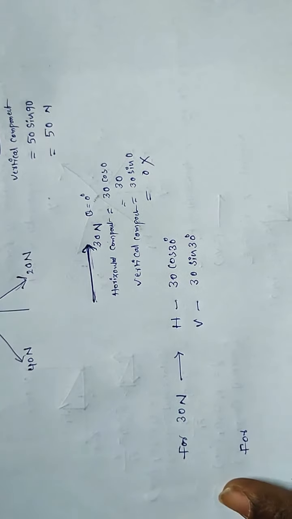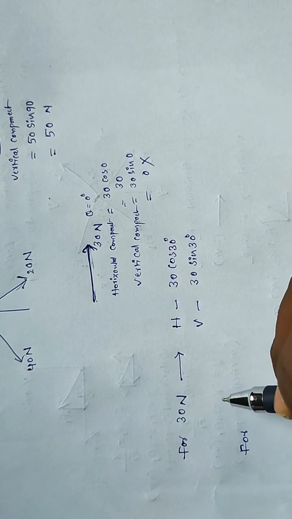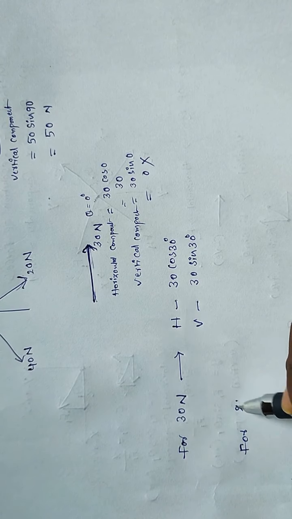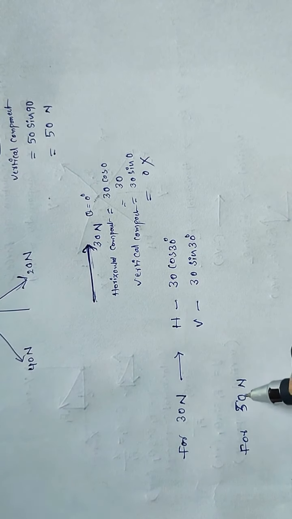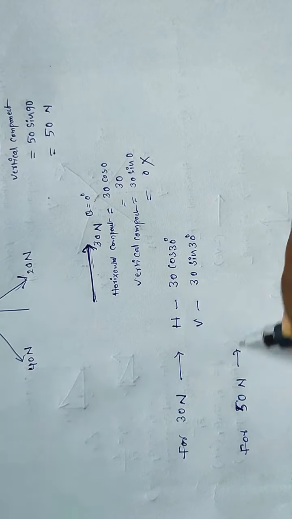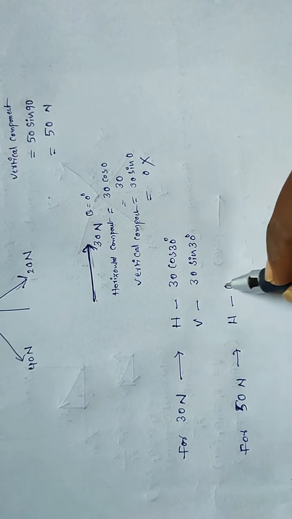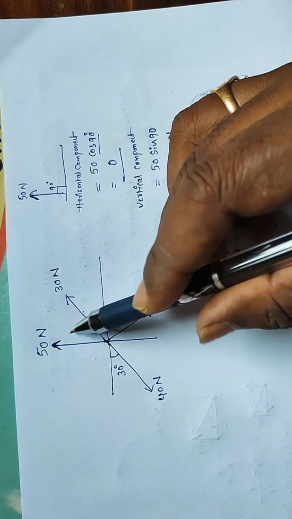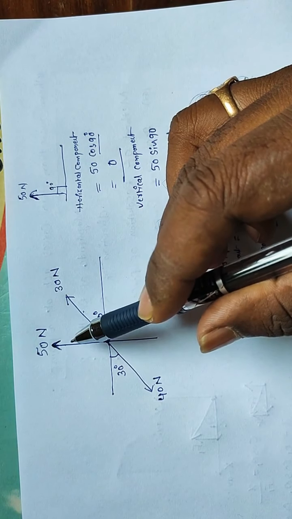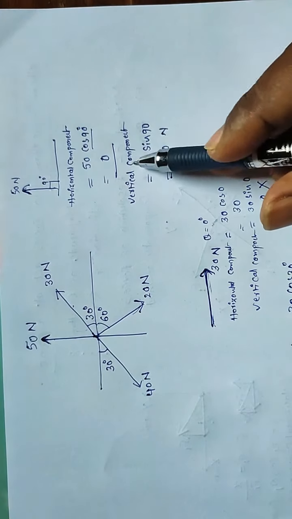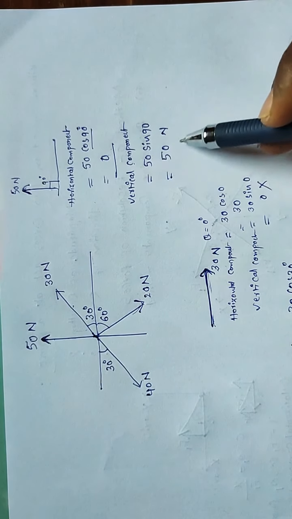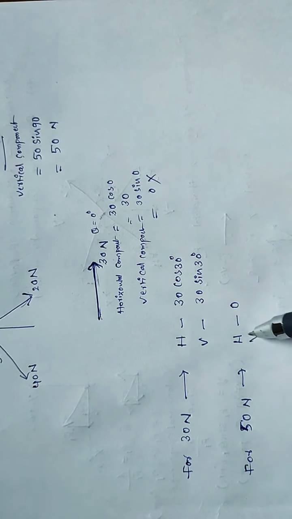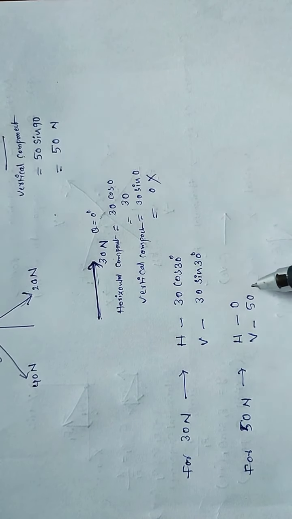For 50 Newton force, horizontal component is 0. We have already discussed here, 50 Newton force is directly a vertical force, so it is not going to have any horizontal component. So it is 0. It has only vertical component. That vertical component is 50 Newton.